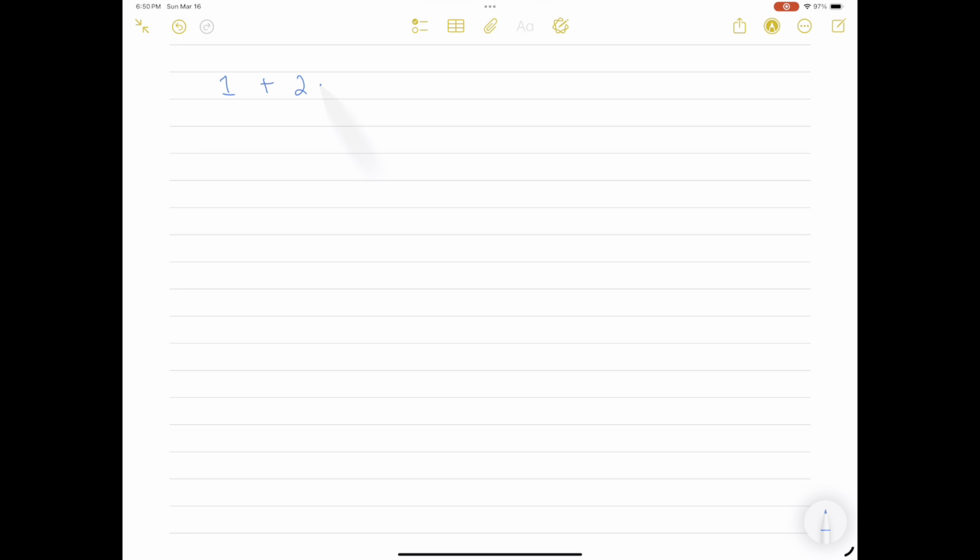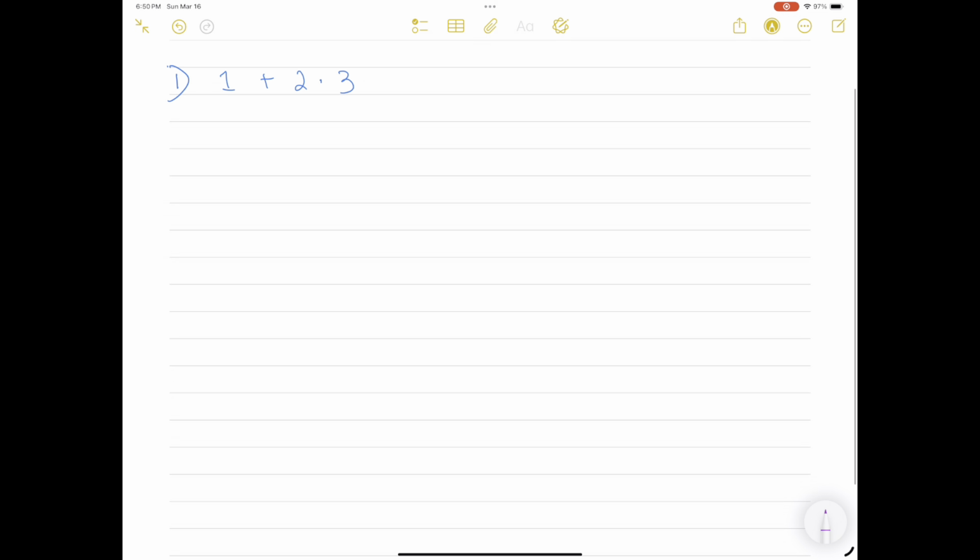1 plus 2 times 3. I always like to start by writing down the order of operations on the top of the page to remind myself what is their proper order. Number 1, brackets. Number 2, exponents. Number 3, multiplication, division from left to right. Number 4, addition, subtraction, left to right.